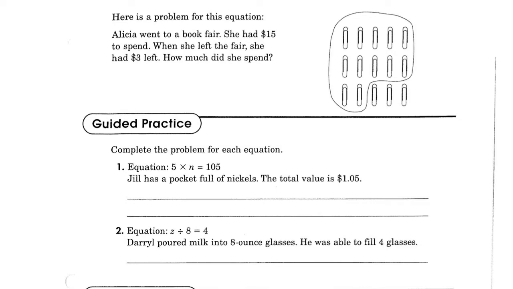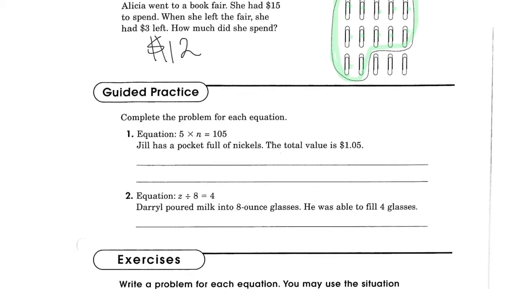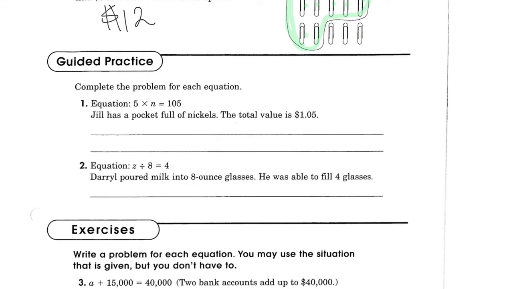So they drew out 15 paper clips and she was left with $3. So they circled all of the paper clips except for the 3. So how many paper clips are in that circle? If you count them, there's 1, 2, 3, 4, 5, 6, 7, 8, 9, 10, 11, 12. So there are 12. How much did she spend? She spent $12. All right. So now on down below, it says complete the problem for each equation.